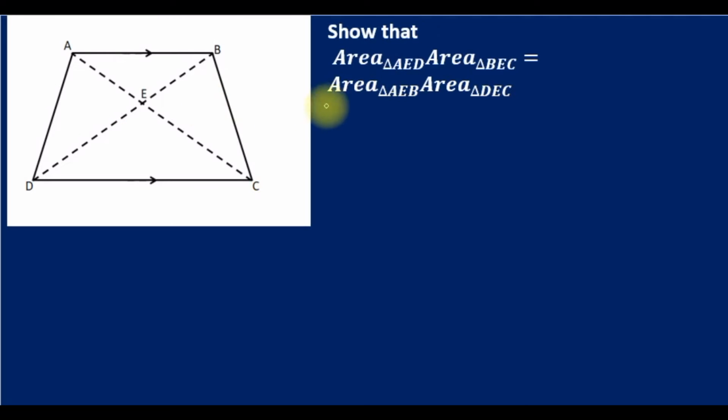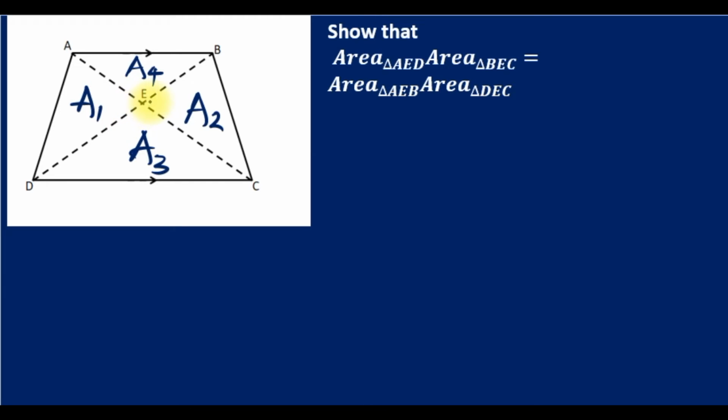A1 is the area of triangle AED, while A3 is the area of triangle BEC. We are asked to show that the area of triangle AED times the area of triangle BEC equals the area of triangle AEB times the area of triangle DEC. So if we call these A1, A2, A3, and finally A4, we're asked to show that the products of the opposite areas are equal.